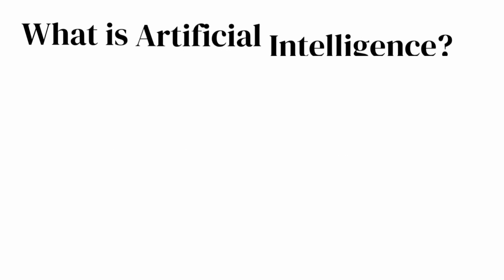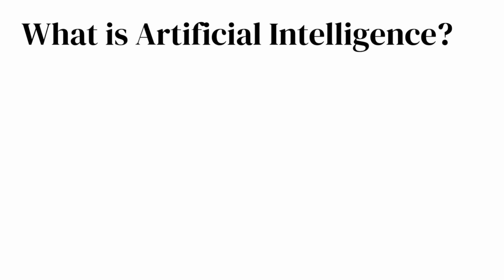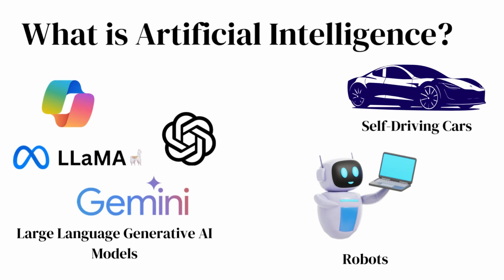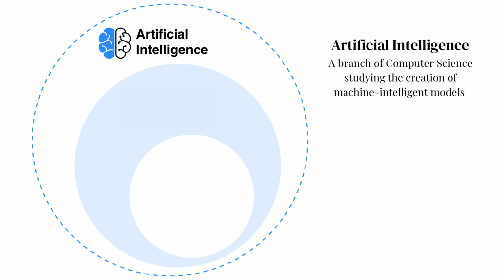When you think of artificial intelligence or AI, you might picture generative AI models, robots, or even the algorithms behind self-driving cars. These are all great examples, but on a higher level, AI refers to a branch of computer science focused on creating intelligent machines capable of performing tasks typically associated with human cognition, such as reasoning and problem-solving.